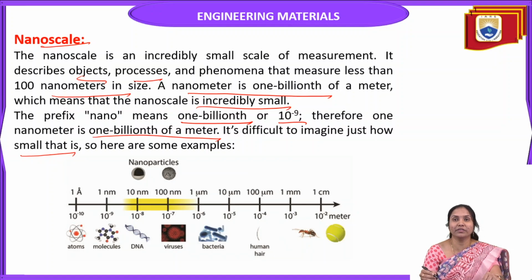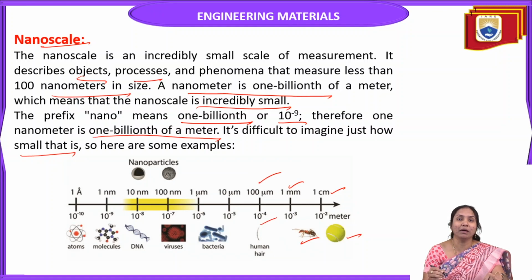Here are some examples on the nanoscale. For example, this ball is visible, and its size is 1 centimeter. We can see it with our own eyes. An ant is 1 millimeter in size, so it is also visible. A human hair is 100 micrometers, so we can see these dimensions also. Bacteria are 10 micrometers, a virus is 1 micrometer, and DNA is 10 nanometers.